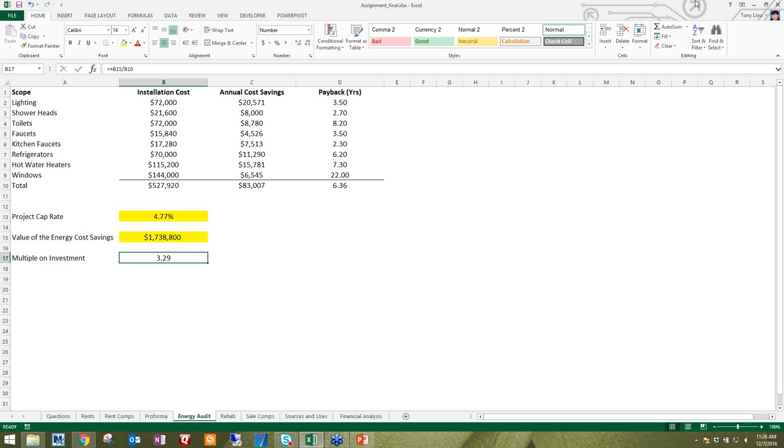The other argument could be, hey, I'm selling this in 3 years. Why do I care? I don't get my payback, so it doesn't work for me. Well, the comeback is, when you sell this building, right, it's worth $1.7 million more. By you investing 500, you're making it worth 1.7. Therefore, you get that multiple on investment. I hope that answers that question.